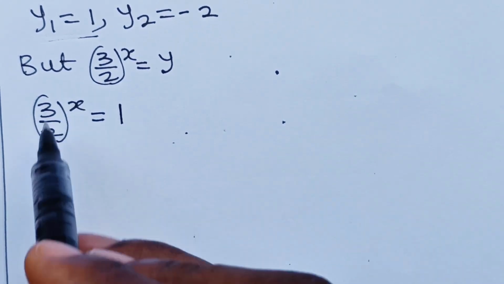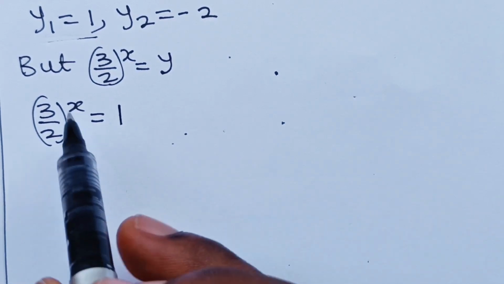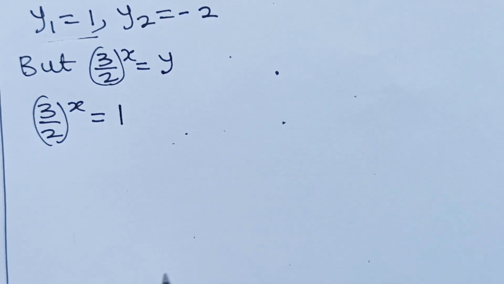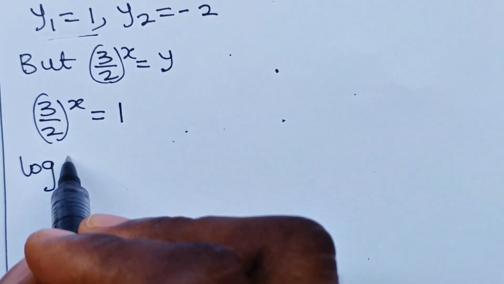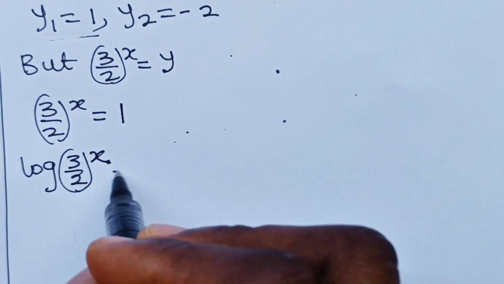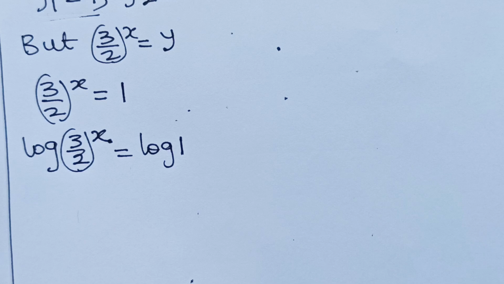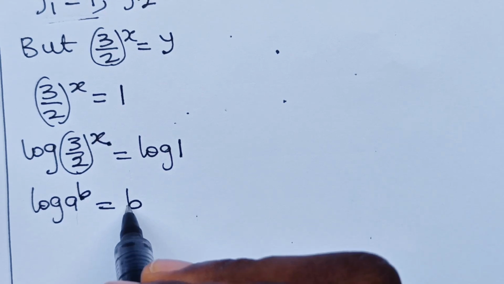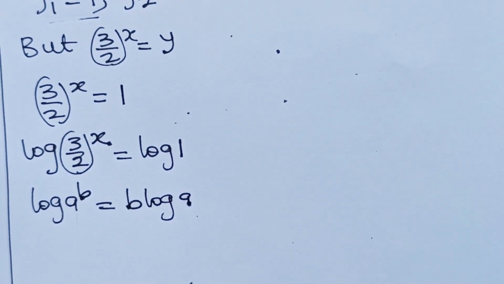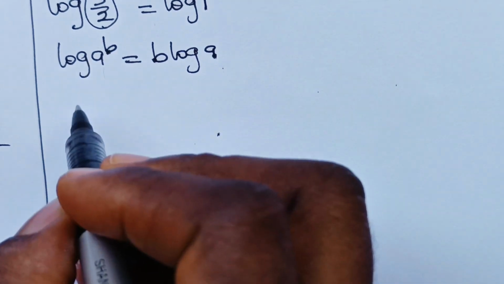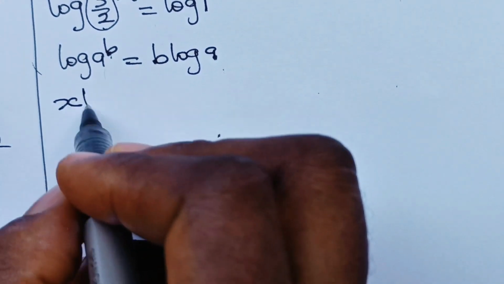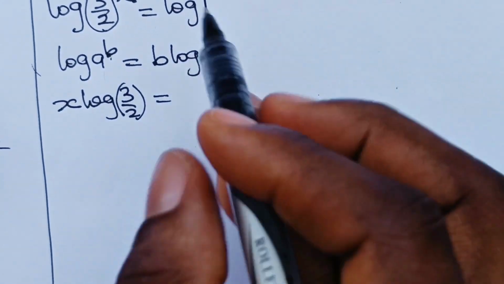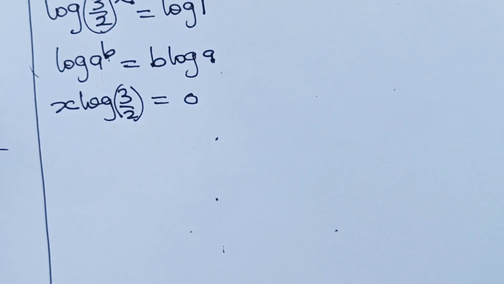Now, we are going to introduce log to both sides of the equation, because whenever you have your variable as a power, there's nothing you can do but introduce your log or your ln. So log of 3 divided by 2 to the power of x is equal to log 1. Now when you have log a to the power of b, this is equal to b multiplied by log a. So we can now write this as x log 3 divided by 2 is equal to, now log 1 is 0, right? Log 1 is 0.